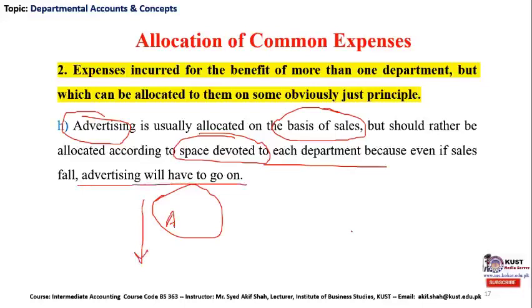So there are two measures: either to allocate the advertising expense on the basis of sales of each department, like department A and department B, or to allocate on the basis of space occupied. As we have taken the example that department A was quite larger than B, we can allocate the advertising expenses on the basis of space as well.